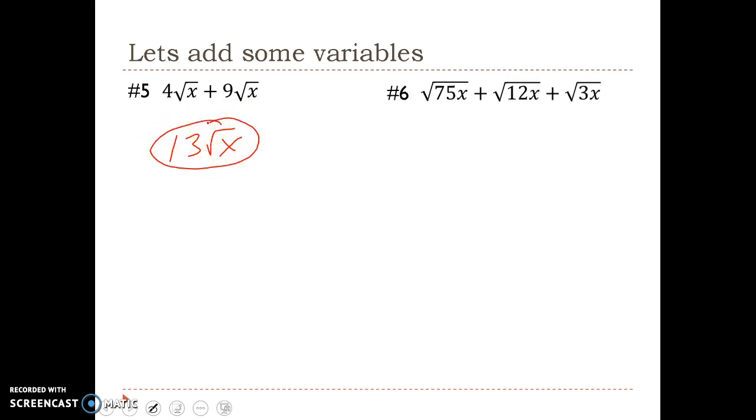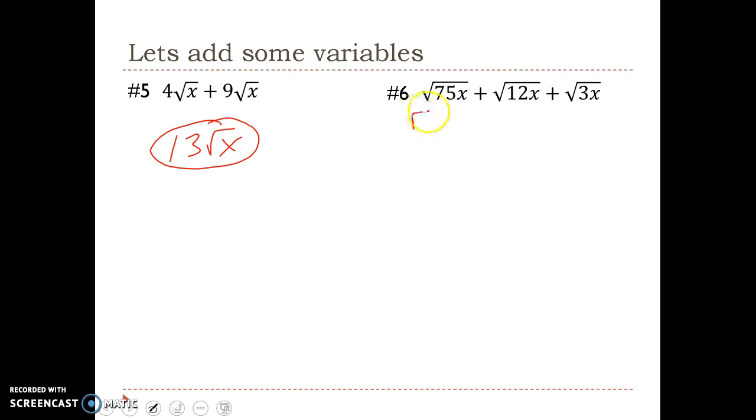Number 5. Again, this one looks like you can't do it. The square root of 75x and the square root of 12x, those aren't the same thing. The number and the variable in the radical must be the same if we're going to add them together. But let's see if we can simplify these.